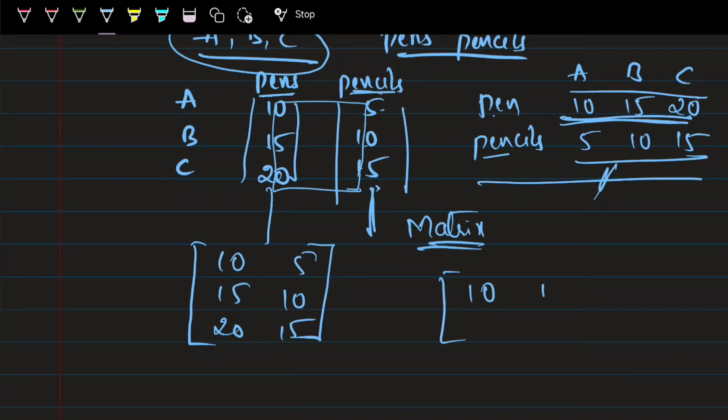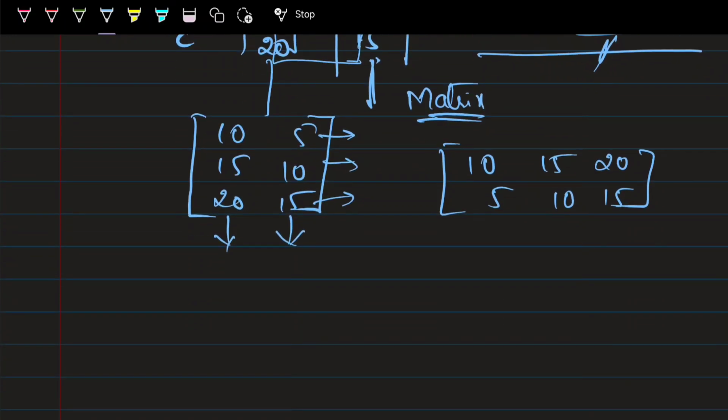This is written as 10, 15, 20, and 5, 10, 15. So here the horizontal arrangements are called rows of the matrix, and the vertical arrangements are called columns of the matrix. So these rows are denoted by R1, R2, R3, as this is the first row, this is the second, and this is the third. And the columns are denoted by C1, C2, as this is the first column and this is the second column of the matrix.